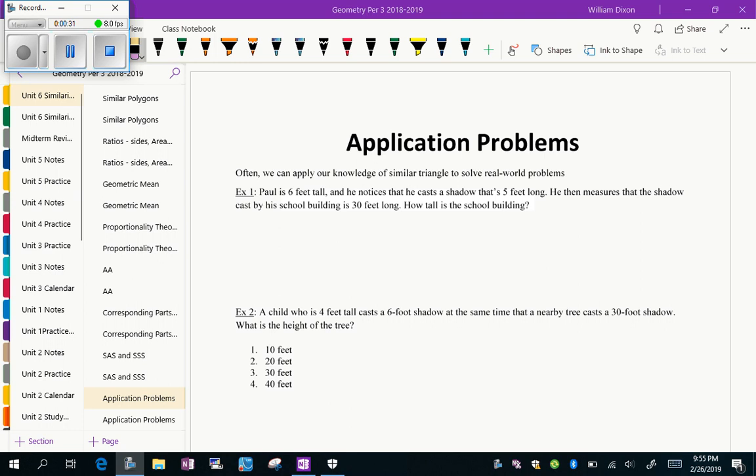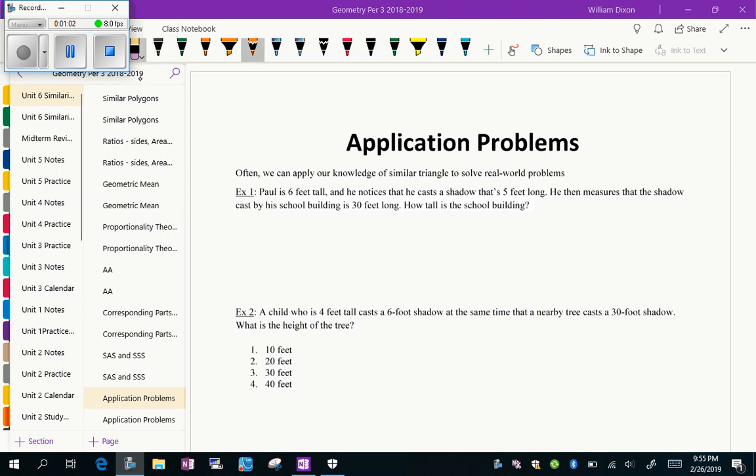Number 1 says that Paul is 6 feet tall, and he notices that he casts a shadow that's 5 feet long. He then measures that the shadow cast by his school building is 30 feet long. How tall is the school building? Now, I don't know about you, but I'm not going to get out there and measure a school building with measuring tape. I think that's a little impossible. But this is a cool way of using our math and our similar triangles to figure out how tall the building is. So let's draw what we have.